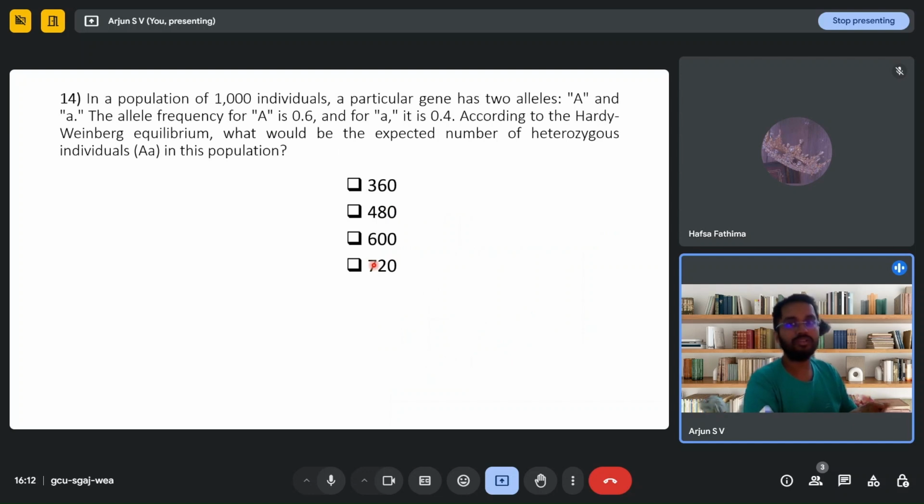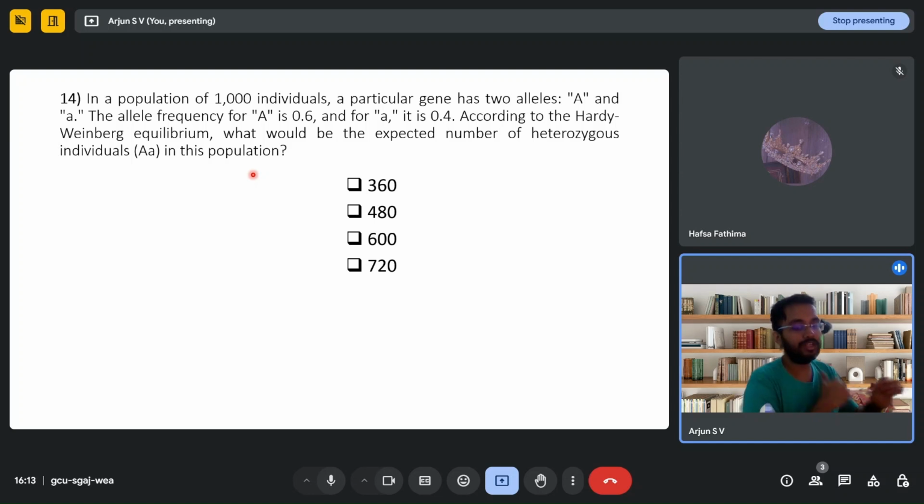So 14th question. In a population of 1000 individuals, a particular gene has two alleles, capital A and small a. The allele frequency for capital A is 0.6 and for small a it is 0.4. According to the Hardy-Weinberg equilibrium, what will be the expected number of heterozygous individuals in this population? So you have to use the Hardy-Weinberg equilibrium, and they have given you the frequencies of capital A and small a. Using that, you have to find out the expected number of heterozygous individuals in this population.